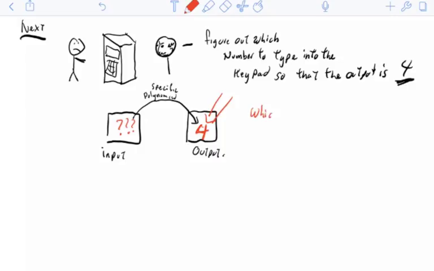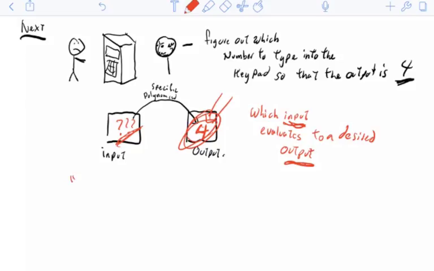Which input corresponds? Which input evaluates to a desired output? In this case, we're specifying the output, and we want you to figure out what the input is. Okay? We call this procedure solving.